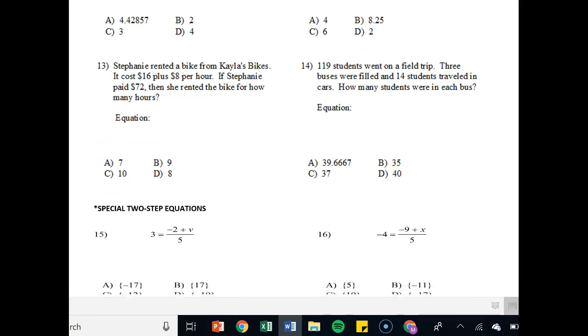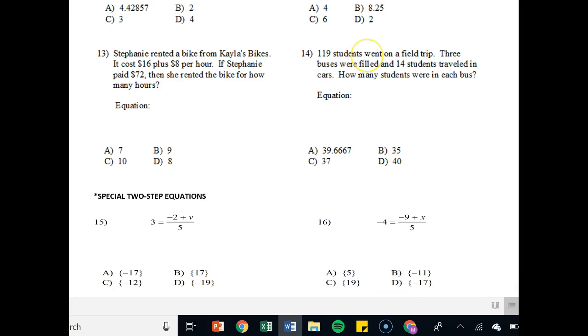Number 14. 119 students went on a field trip. 3 buses were filled. 14 students traveled in cars. How many students were in each bus? So this is a tricky one. 3 buses were filled. So that's like how many students can fit on a bus. Divide that by 3. And 14 students also went in cars. Altogether, there were 119 students on the trip.